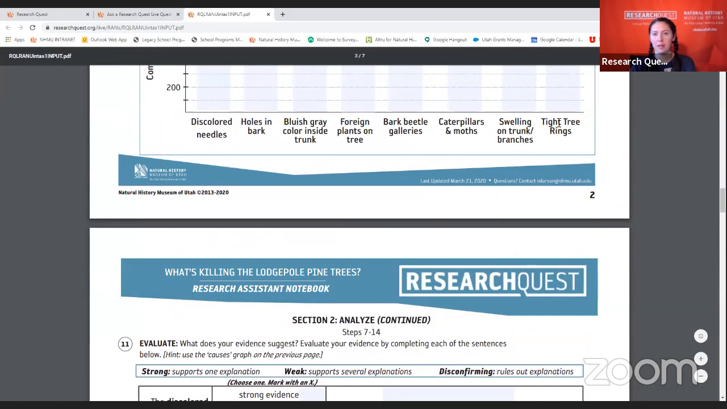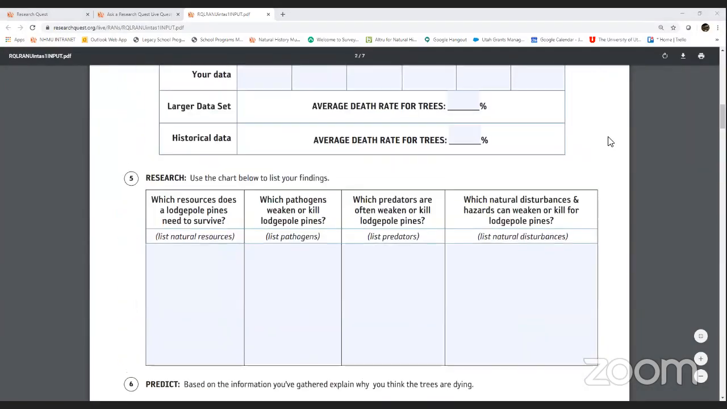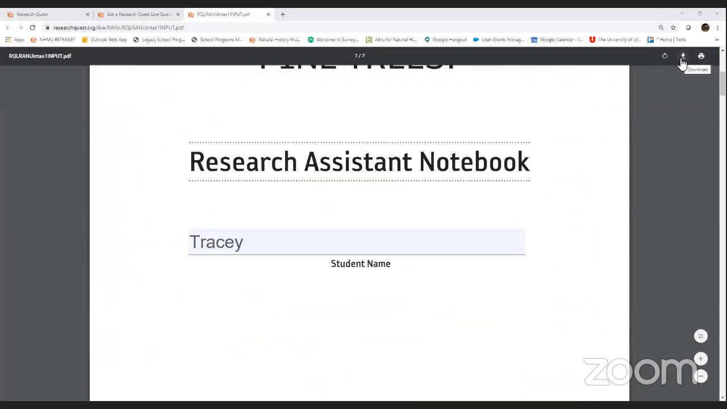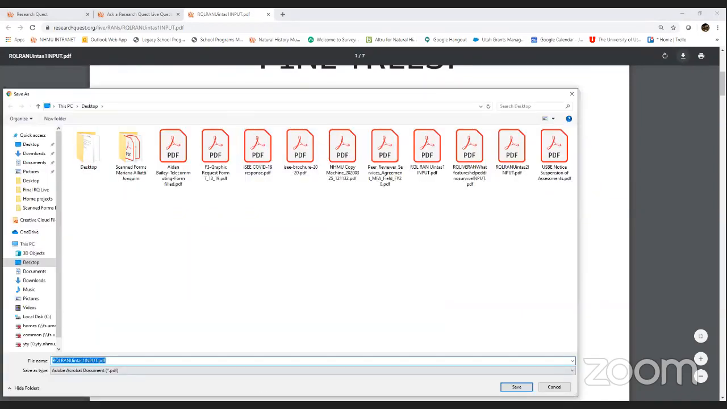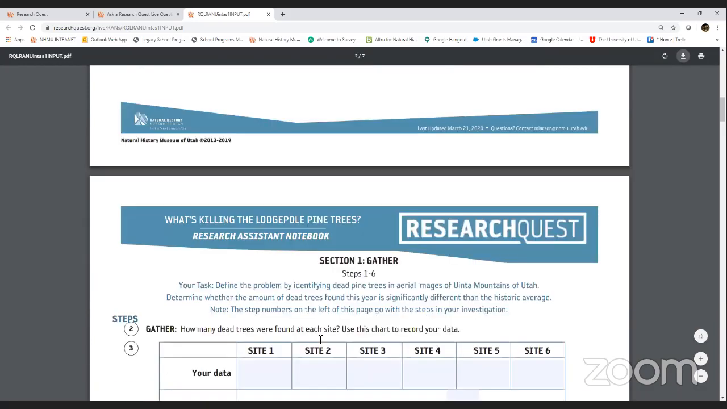So that would be, let me turn off my video so you can see. When you work on this research assistant notebook, you need to select the download button to save your work. Or if you want to go ahead and download that now and work in the downloaded document, that way you have your work for tomorrow.